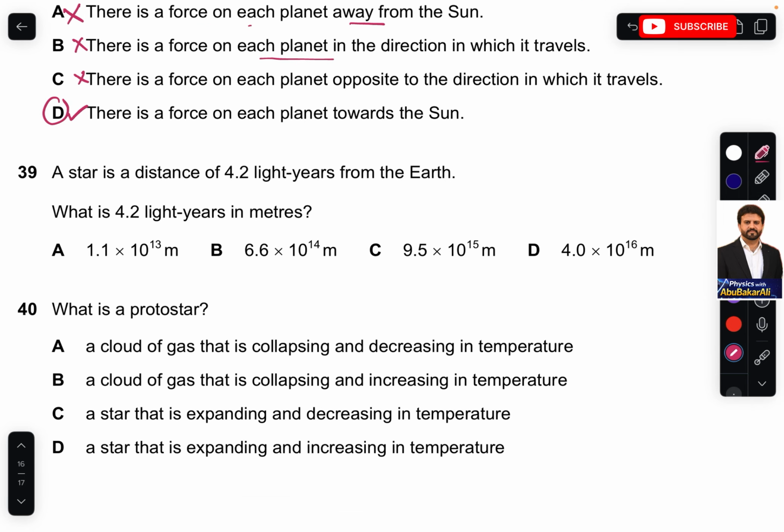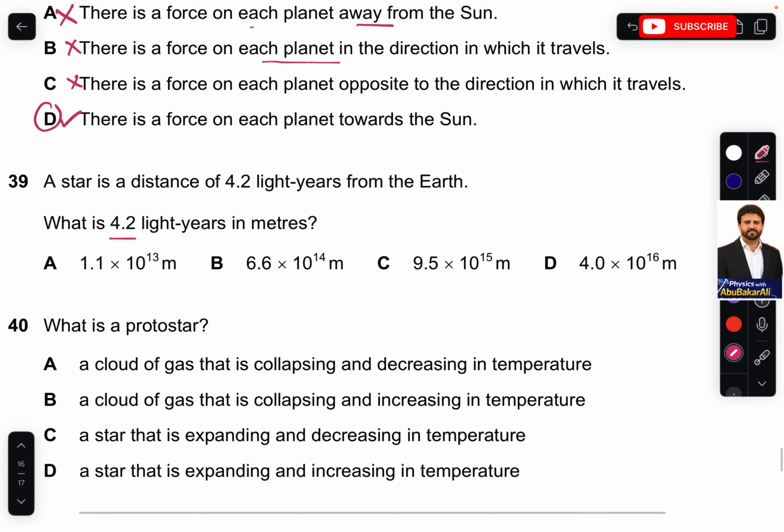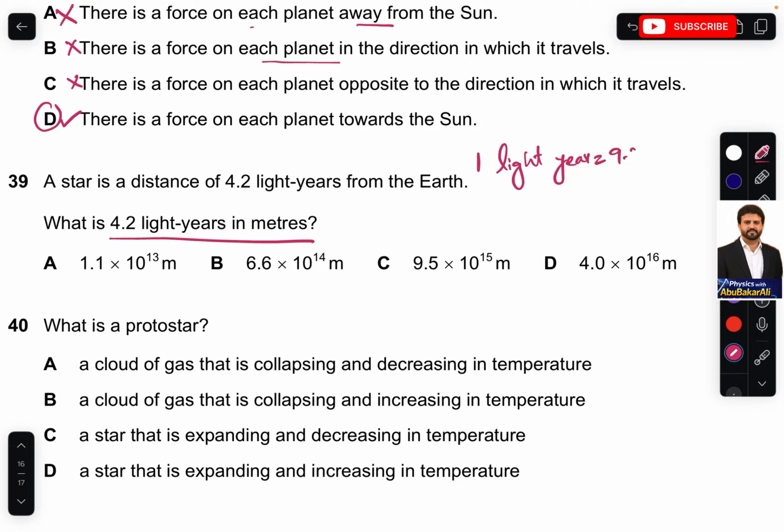Question 39. A star is a distance of 4.2 light years from the Earth. What is 4.2 light years in meters? So we know 1 light year, which you have to memorize, is equal to 9.5 times 10 raised to power 15. You should learn how we can derive this as well. Okay, so 4.2 light years will be equal to 4.2 into 9.5 times 10 raised to power 15. So that will give you 4.0 times 10 raised to power 16. It's option D that is correct.